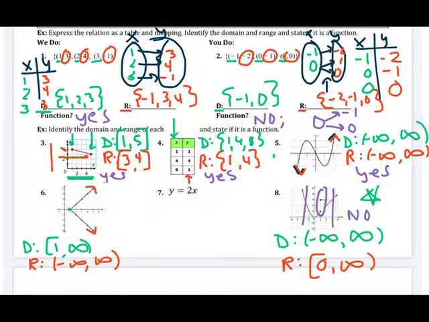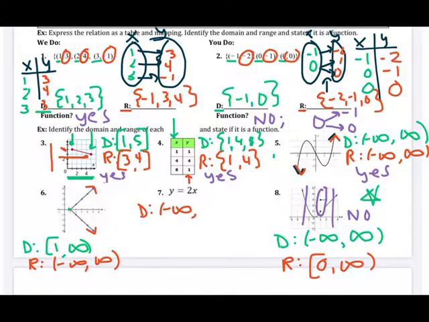So y equals 2x. So think about for yourself, the domain is talking about x's. Is there any reason that I couldn't plug in a negative number? What happens if I plug in a negative number? 2 times a negative number. That's allowed. I'm not taking the square root of a negative thing. I'm not doing something mathematically illegal. So I'm allowed to plug in all the negative numbers.